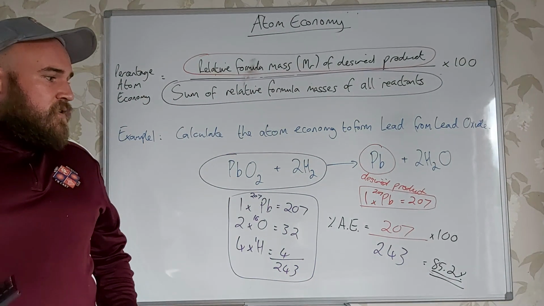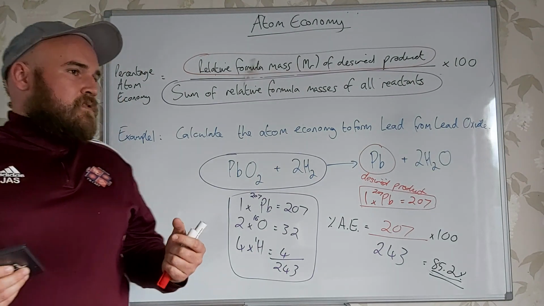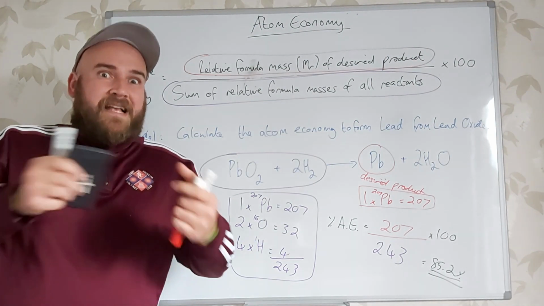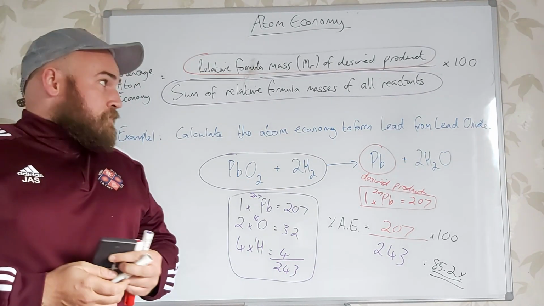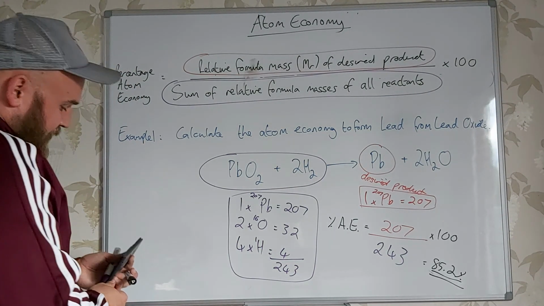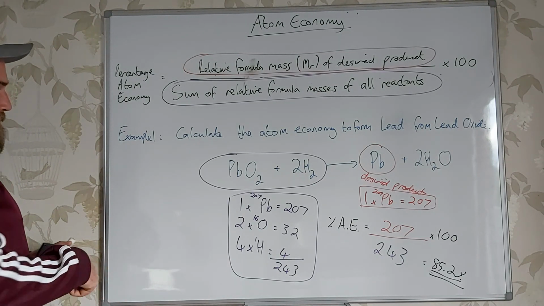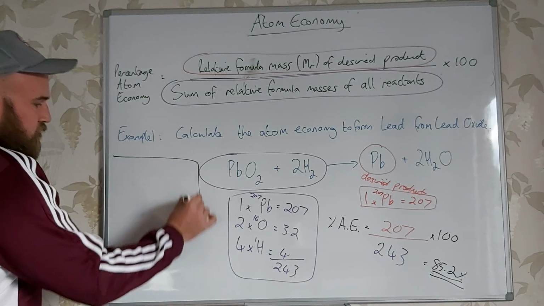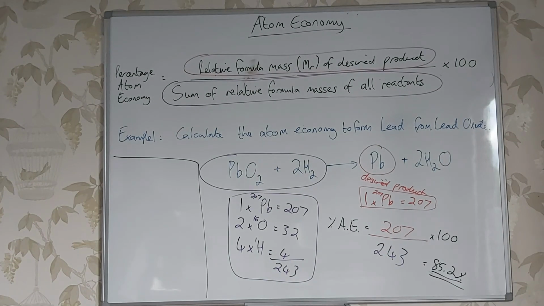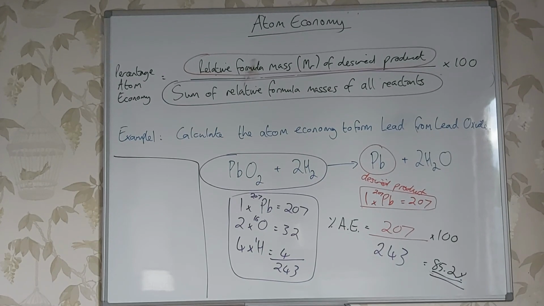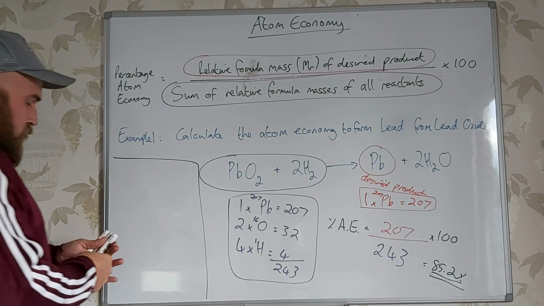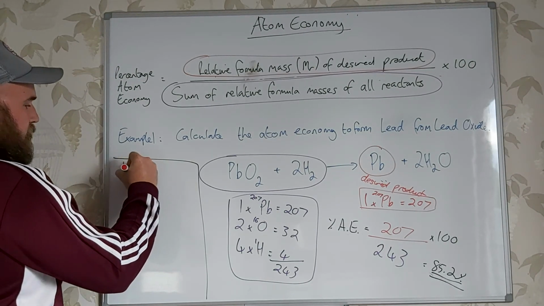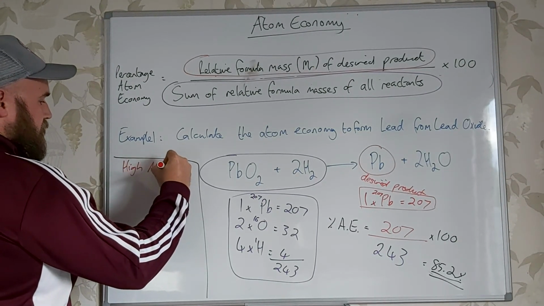So atom economy is really useful because it lets you know what percentage of the total atoms you put into a reaction, or total mass you put into a reaction, ends up in the product that you want. Why is this important then? So I'll write down a list of reasons why this is very important and then give you a second example to work through. So I'll write down some reasons why a high atom economy is desirable.